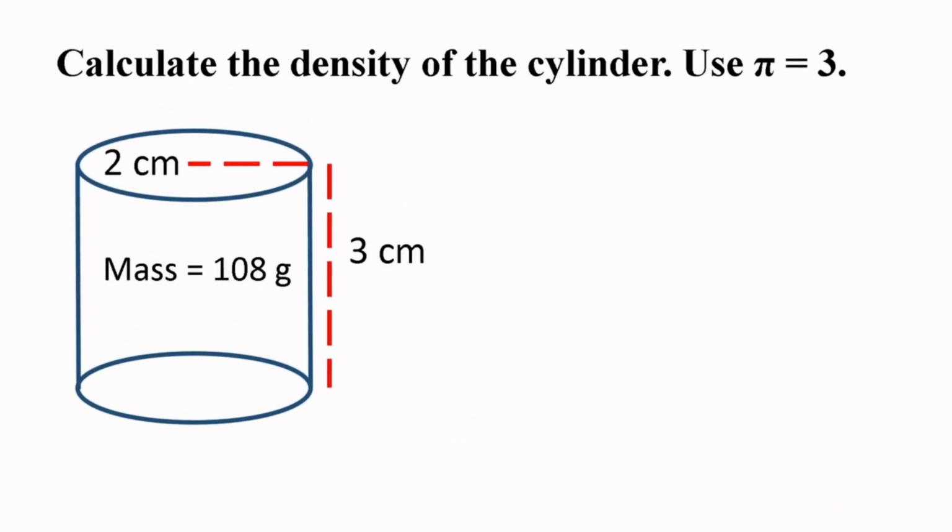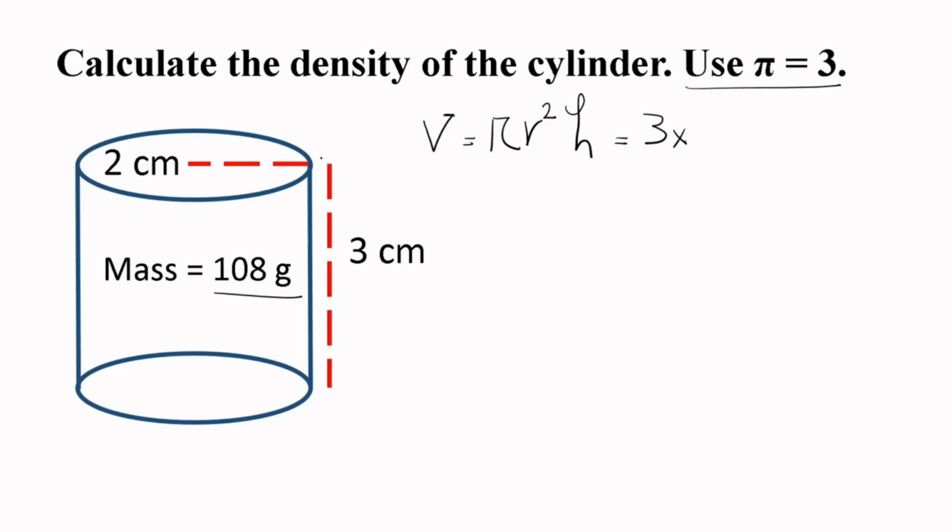Here we have a cylinder and the question expects us to calculate the density, and it says we can use pi is equal to 3. I have the mass and I have dimensions. So I must be able to calculate the volume. What was the formula of calculating volume of cylinder? V is equal to pi r to the power of 2 times h, or height, or area of the base times height. The question says that I can assume pi is equal to 3. So I'm going to write 3.